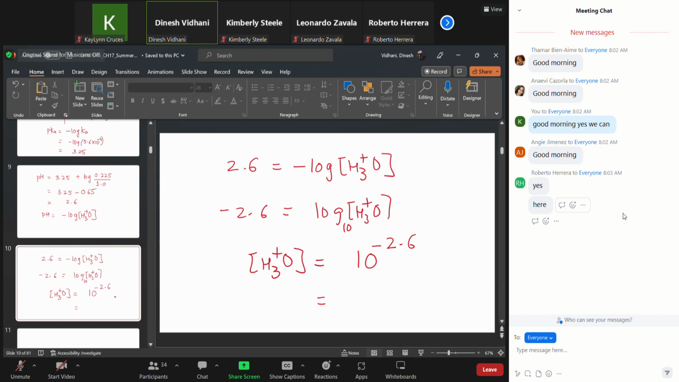Are you guys getting answer 2.5 times 10 to the power negative 3? Let me see what we have. This is the concentration of hydronium ion. So if you are given those two values, you can find pH. And if you can find pH, you can find the hydronium ion concentration.